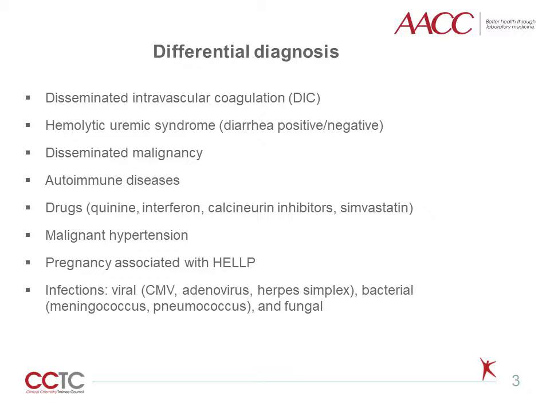Differential diagnoses include DIC, hemolytic uremic syndrome, either diarrhea positive or negative, disseminated malignancy, autoimmune diseases, drugs like quinine, interferon, calcineurin inhibitors, and simvastatin, malignant hypertension, pregnancy associated with HELLP syndrome, and infections, which can be either viral, like CMV infections, adenovirus, herpes simplex, bacterial like meningococcus and pneumococcus, and fungal infections.